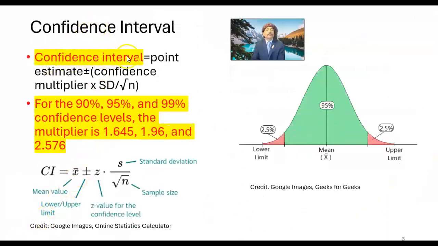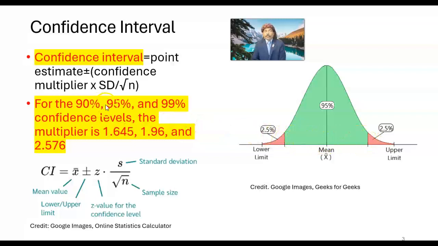So, confidence interval, how can we assess? Point estimate plus minus confidence multiplier times standard deviation divided by square root of n. n is the sample size. This is data with a regular distribution. This is the mean value, and this is the confidence interval. So around 95% of the data fall between this and this.